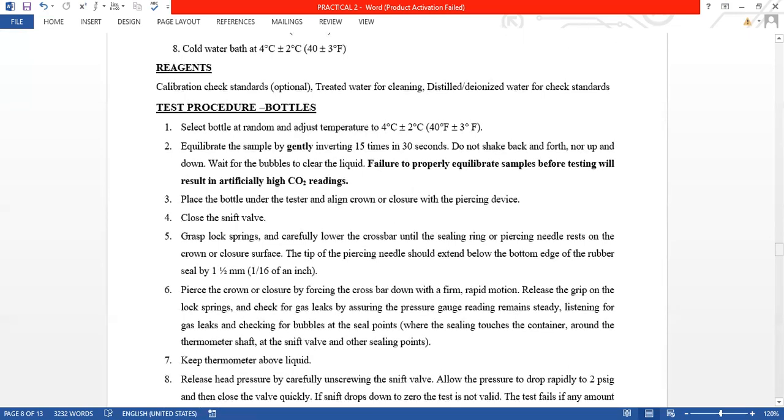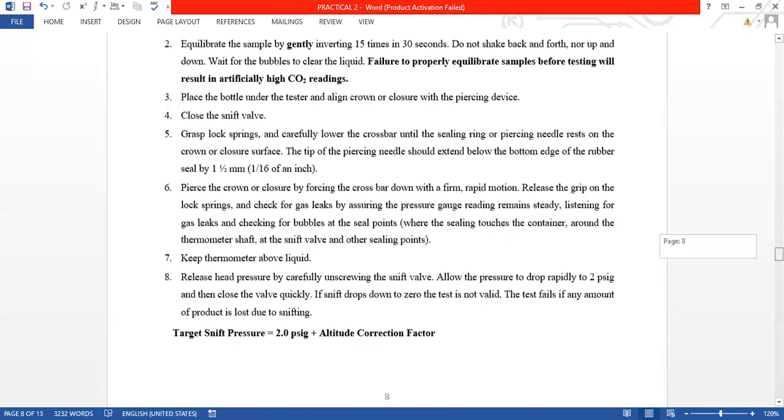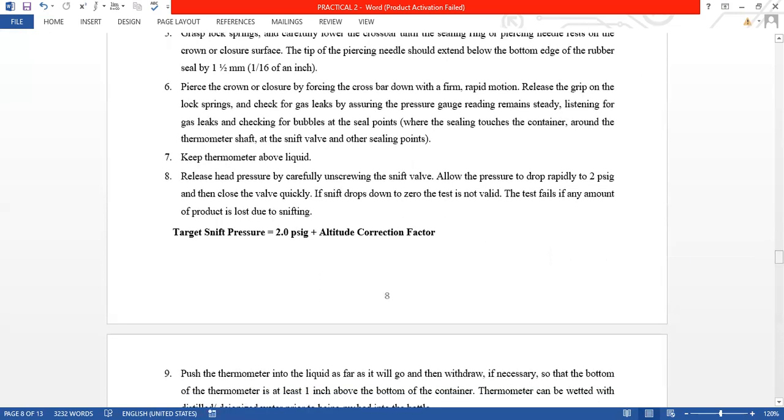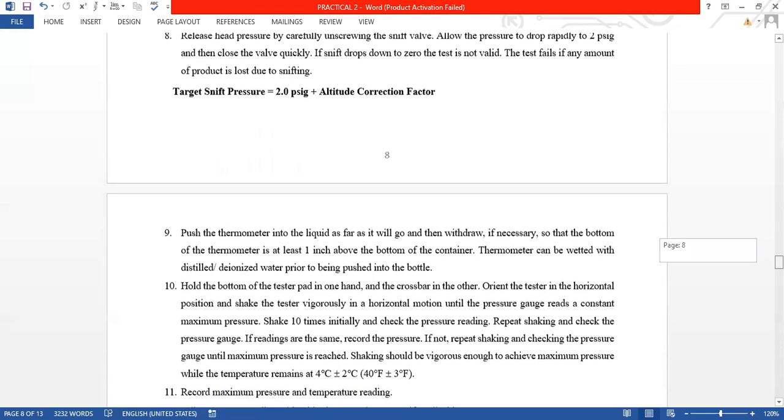Equilibrate the sample by gently inverting 15 times in 30 seconds. Do not shake back and forth, nor up and down. Wait for the bubbles to clear the liquid. So now place the bottle under the tester, close the sniff valve, pierce the crown, and keep the thermometer above the liquid. Raise it, and this is how the target sniff pressure must be equal to 20 plus the altitude correction factor.